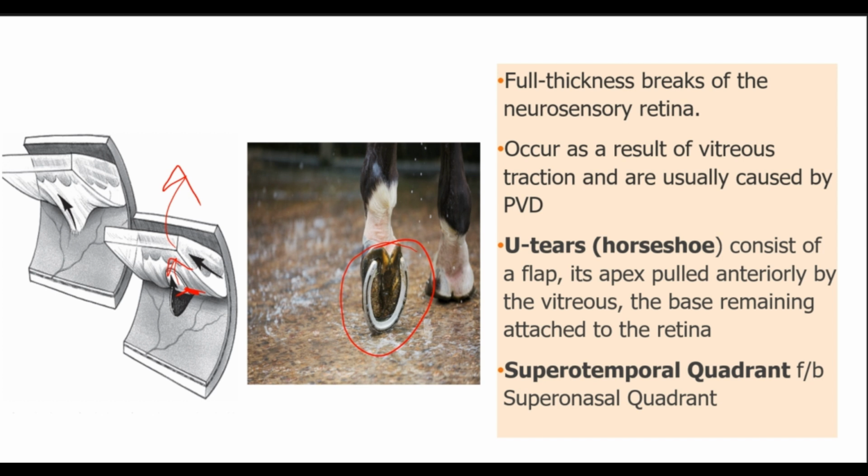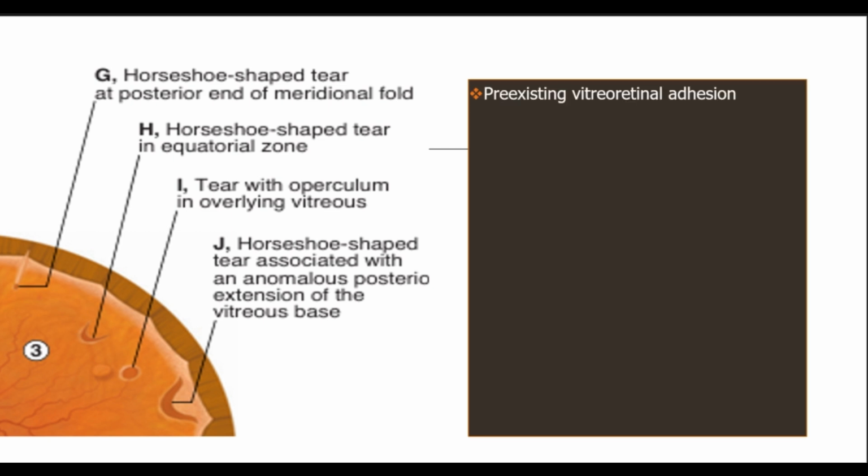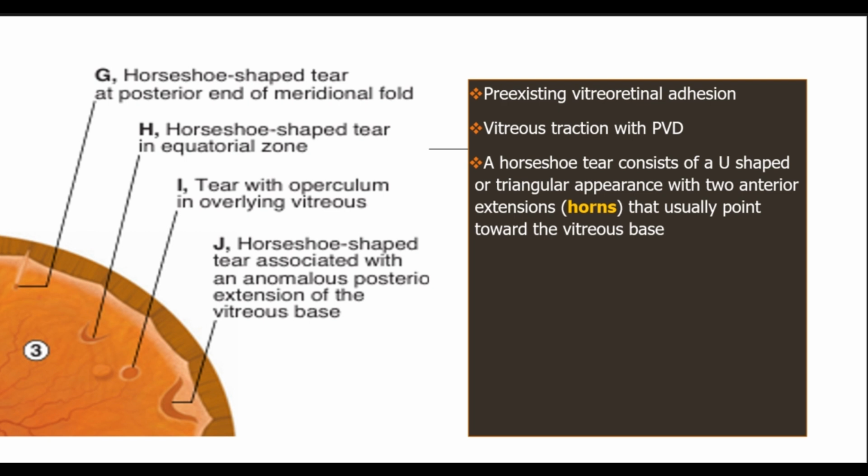Okay, so the base is attached to the retina and the apex of the flap is taken away along with the vitreous. Now, the development of these horseshoe shaped tears is most common in the superior temporal quadrant of the retina, followed by the superior nasal quadrant. There will be a pre-existing vitreoretinal adhesion, and as the vitreous starts separating in that area of strong adhesion, it takes away some part of the retina, leading to development of a horseshoe shaped retinal tear.